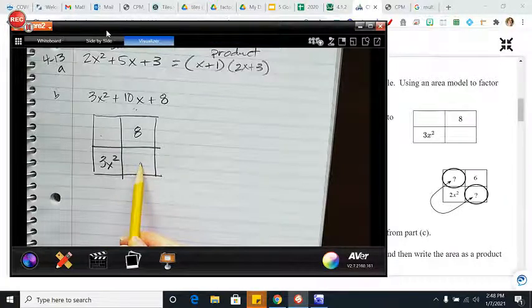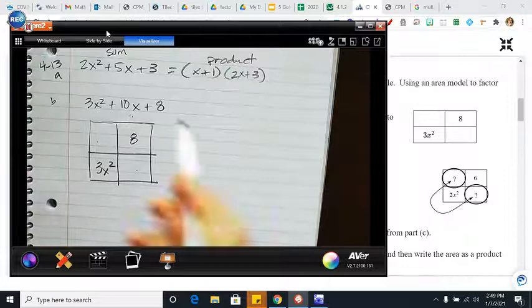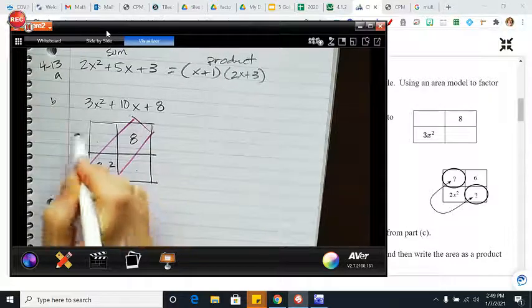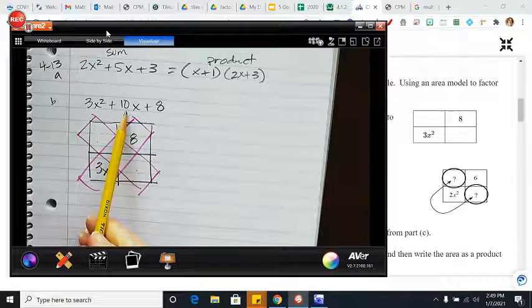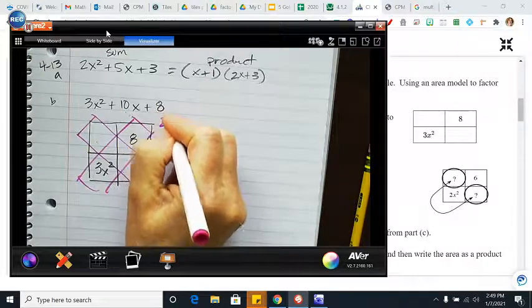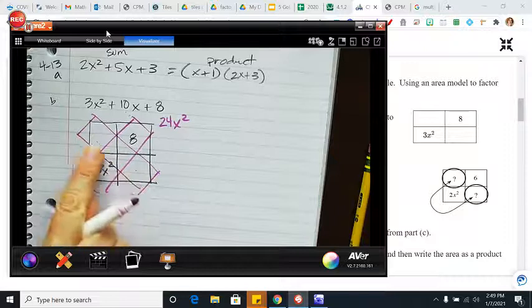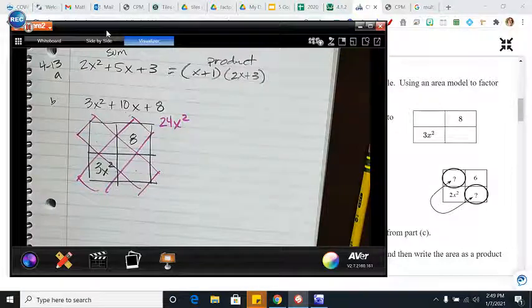Okay, so it says to finish this rectangle and decide how to split them. All right, well, I know that this product has to be the same as this product. So I could split up 10 lots of different ways, right? We could do 1 and 9, 2 and 8, and so on. But I know that this product, 3x squared times 8, 24x squared, that's going to be the same product when I multiply these two terms. So I'm looking for two numbers that when I multiply them, I get 24, but when I add them, I get 10.